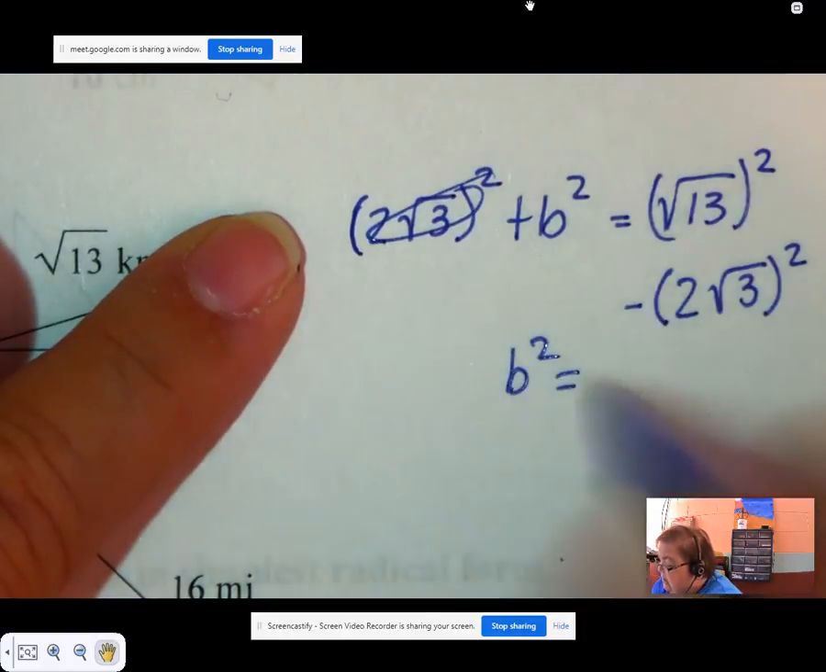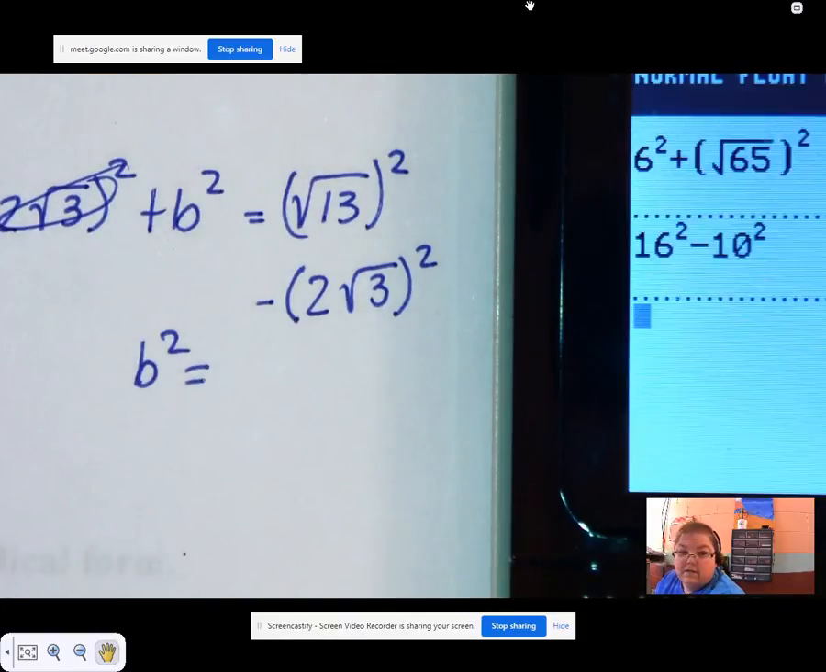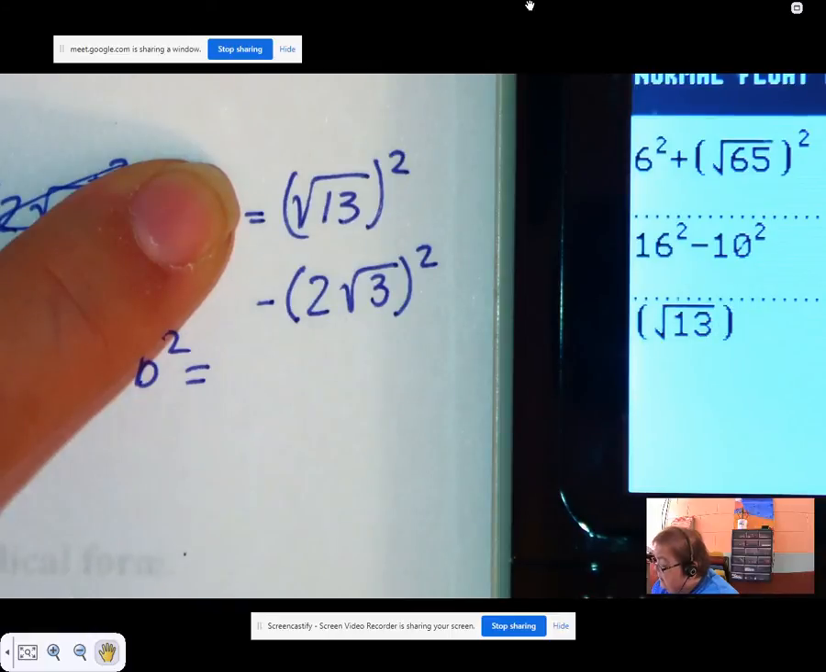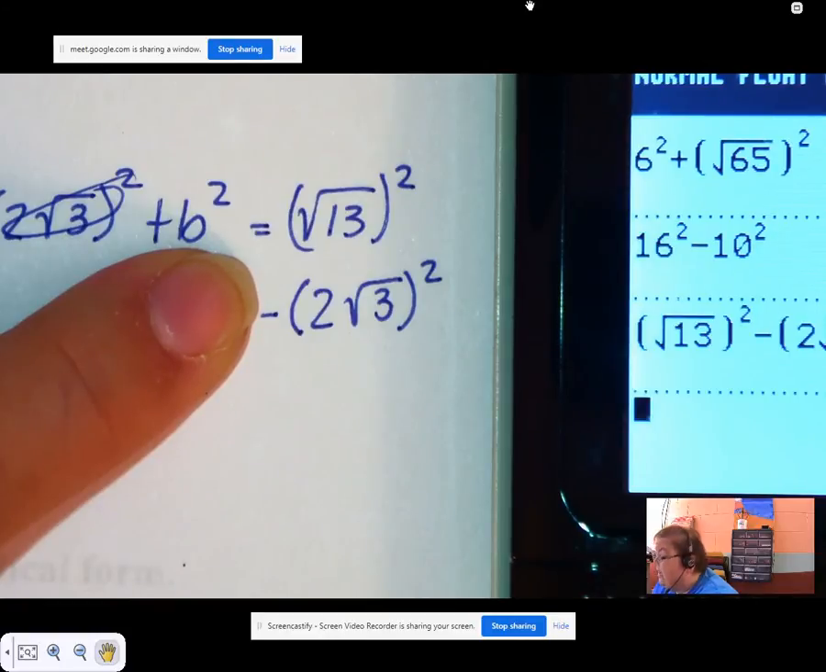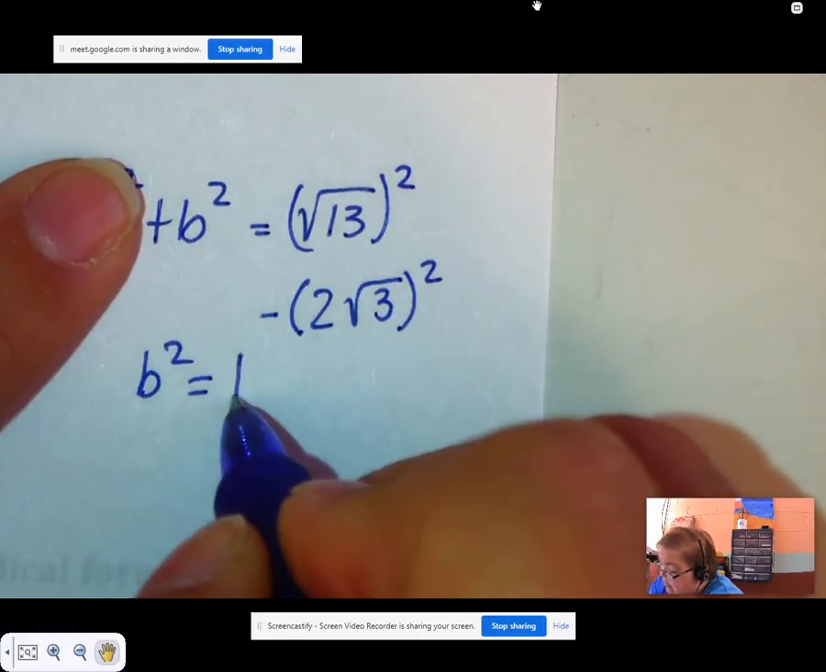B squared equals a bunch of stuff. We're just going to type that in. Here we go. I've got parentheses. The root of 13 and square it, minus parentheses 2 root 3, make sure you're arrowing out, squared, and it's going to give me a number answer. What do you get? 1. So B squared equals 1.